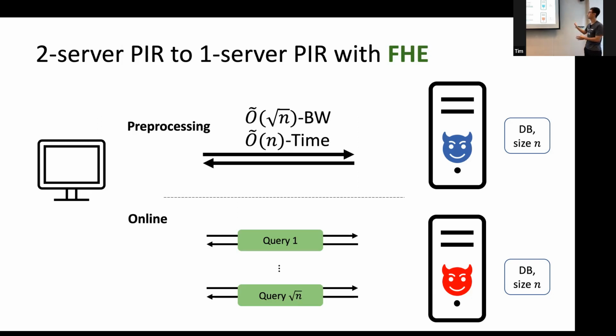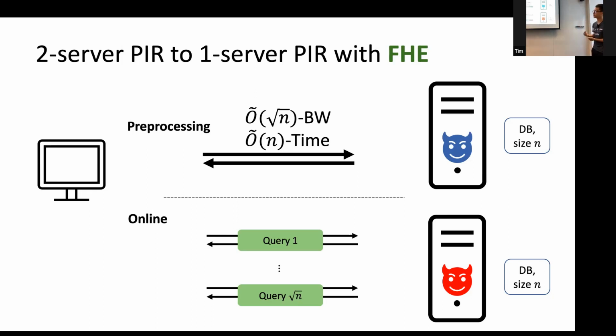So in the two server PIR scheme, you can see that during the preprocessing phase, the client only interacts with, let's say, the blue server here, and it runs some preprocessing algorithm.